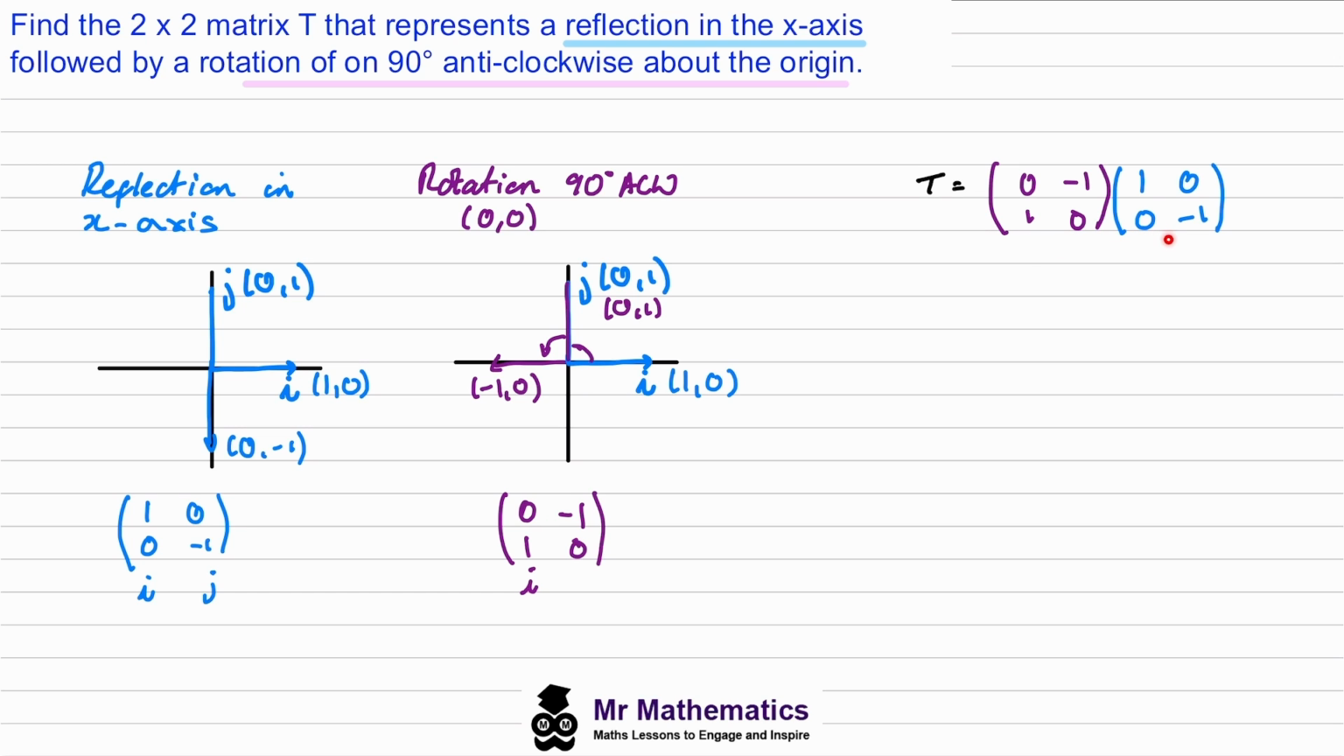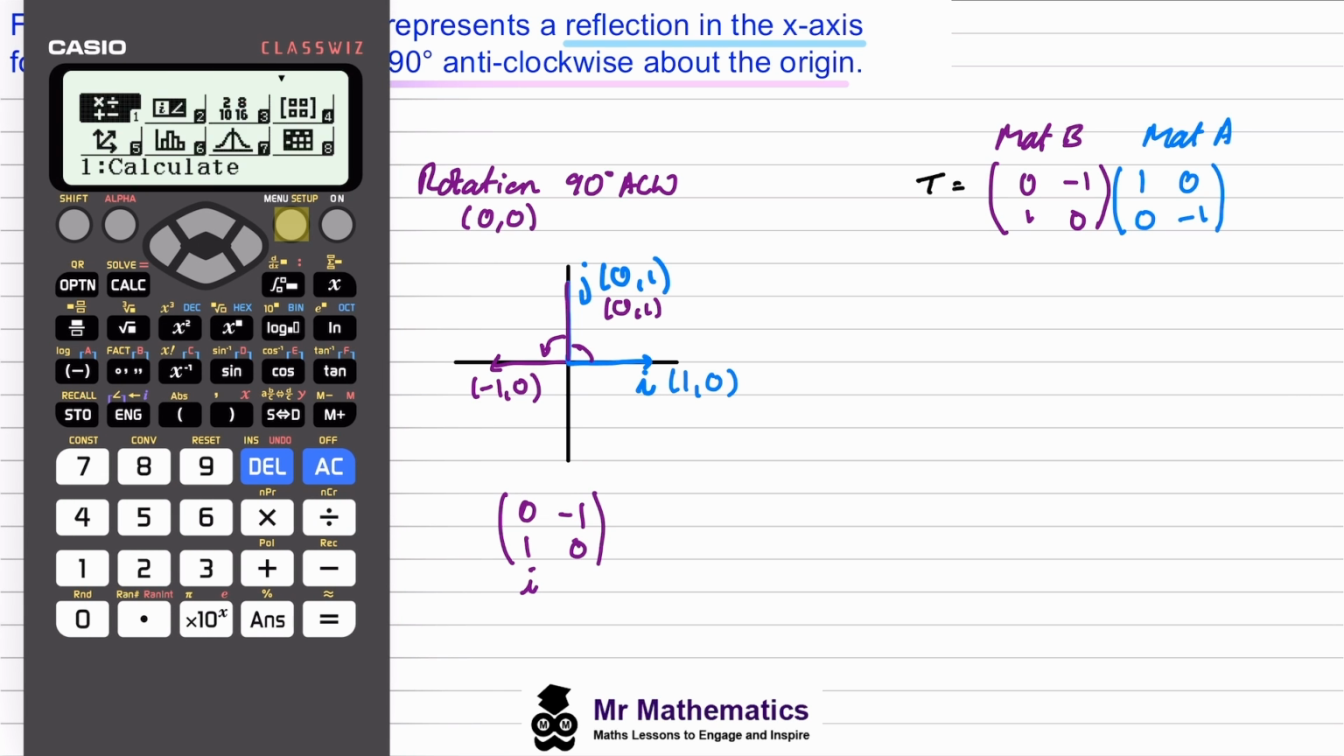And I'll do this on our calculators. We'll choose menu and option 4 for matrices. Then we'll define matrix A, so option 1. This has 2 rows and 2 columns, and has the elements 1, 0, 0, and -1. Then we'll define matrix B. We'll choose option 2. Again, 2 rows and 2 columns. And this has the elements 0, -1, 1, and 0.